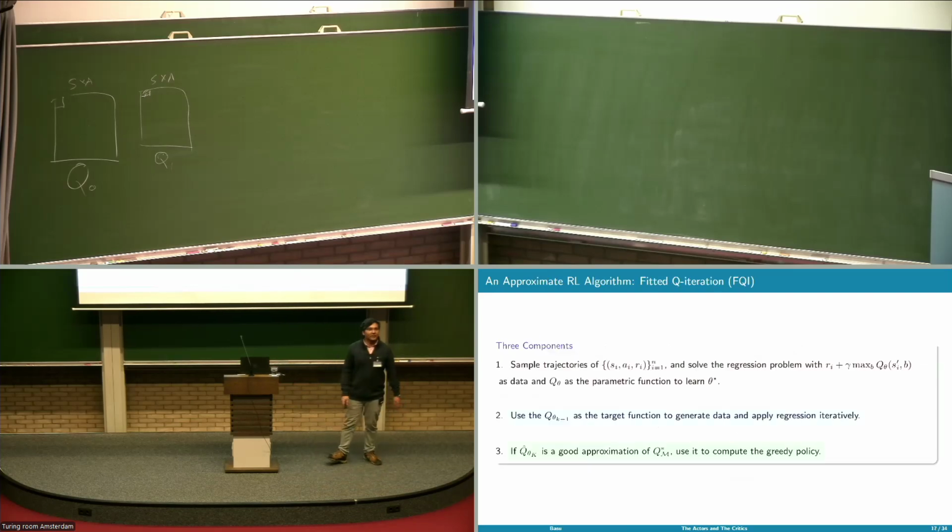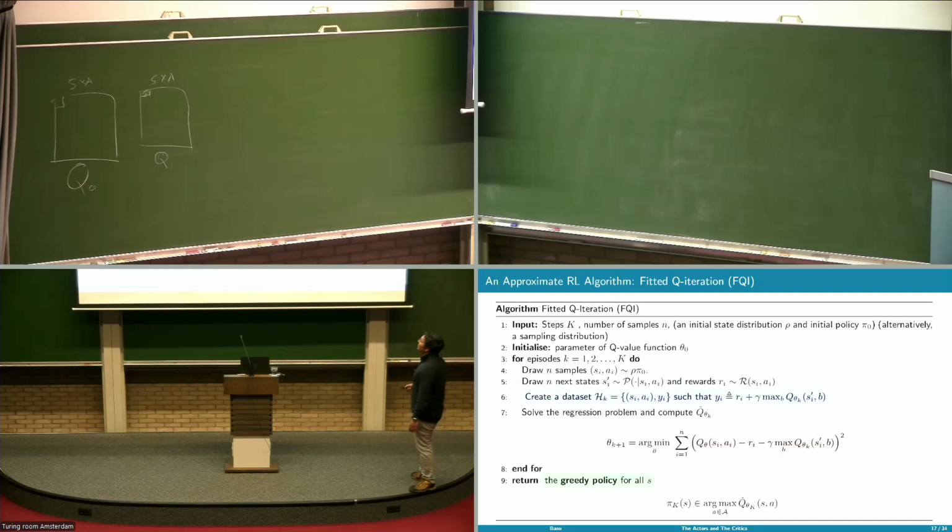So now we have seen 3 components. The first component is to sample trajectories and solve the regression problem to estimate a good theta star, where you use the optimal Bellman operator applied on Q as your target, and Q theta is the parameter that you want to estimate. As a target, you use Q theta k minus 1, because there's this good property that if you keep applying the Bellman operator again and again, things contract. And the last point is, when you're happy with your approximation, you use just the greedy policy on top of that.